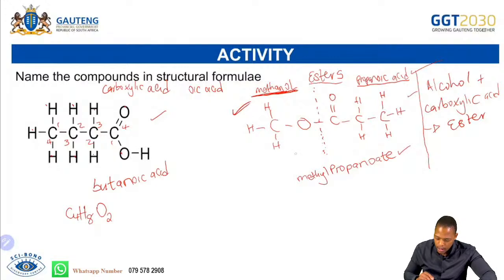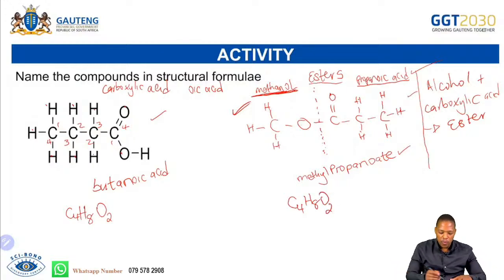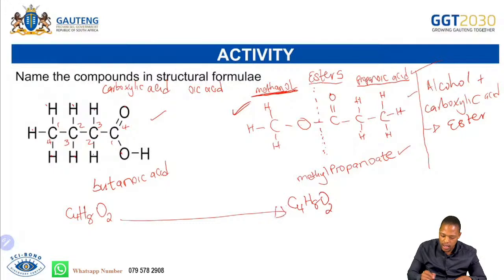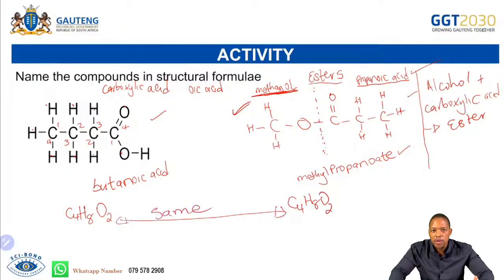Let's do this one. Number of carbons, remember we're doing the whole thing now. Number of carbons, 1, 2, 3, 4. So it is a C4 also. Number of hydrogens, 1, 2, 3, 4, 5, 6, 7, 8. It is H8 with also 1, 2 oxygens, O2. So what are we seeing again here? We are seeing the same molecular formula.